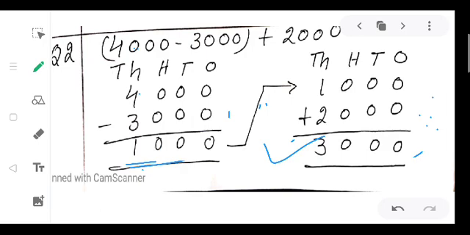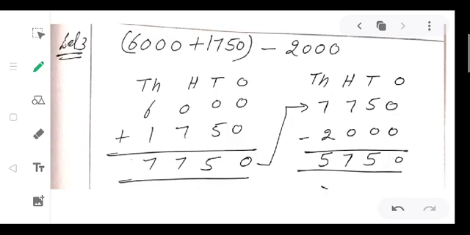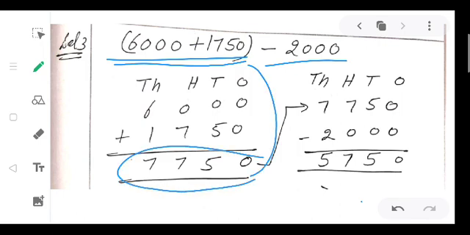See the next question now. Question number 3. The question is, subtract 2000 from the sum of 6000 and 1750. Sum means what we get when we add two numbers. So the sum of 6000 and 1750 we have to find out. When we find this by adding, we have to subtract 2000 from that.